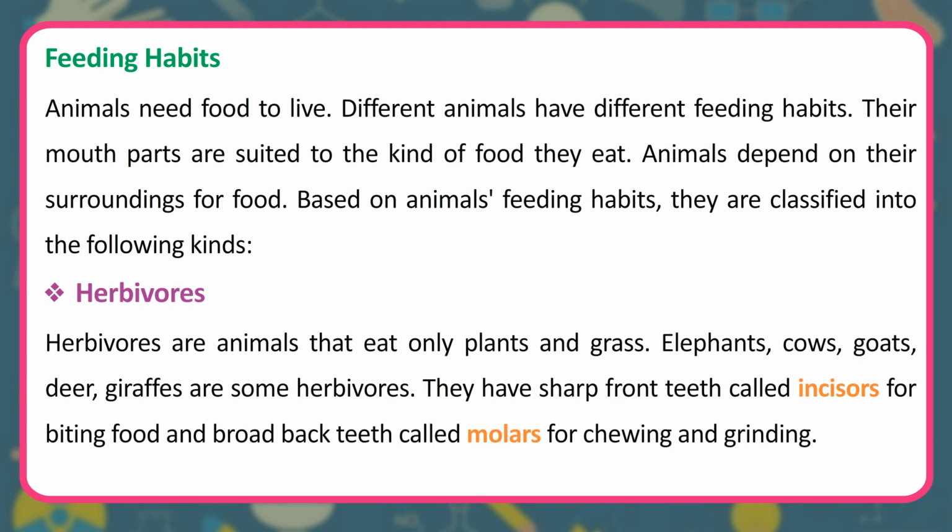Herbivores. Herbivores are animals that eat only plants and grass. Elephants, cows, goats, deer, giraffes are some herbivores. They have sharp front teeth called incisors for biting food and broad back teeth called molars for chewing and grinding.